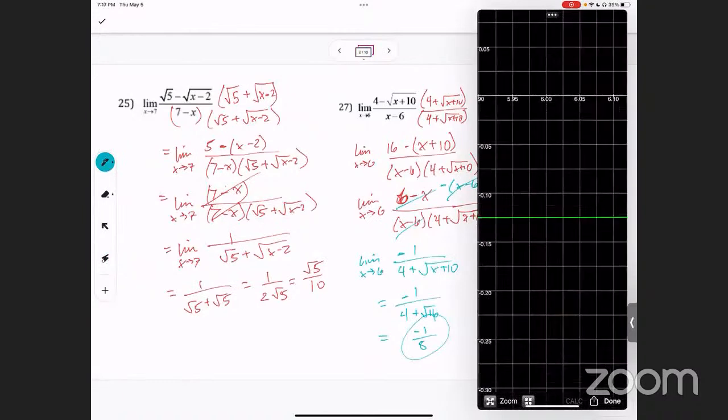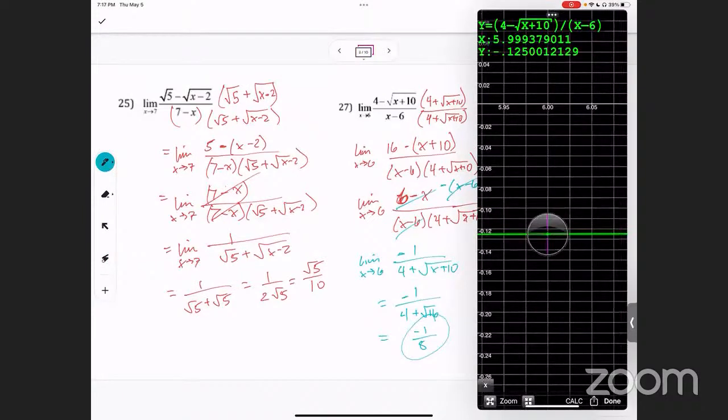Now you're not going to see it in the graph. It's not going to show up. If I got exactly there, it would say undefined. But you see how close I am to 6 there? See how it says x equals 5.99999? And what's that number? Negative 0.1250000. That's like negative 0.125, which is negative 1/8.